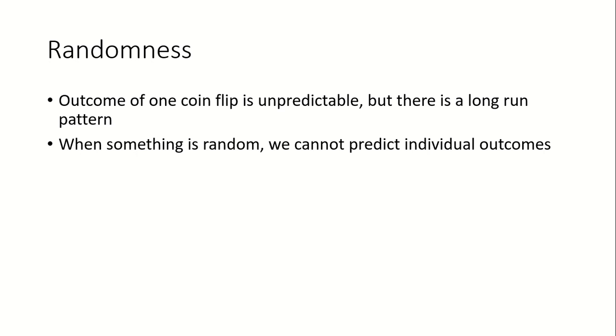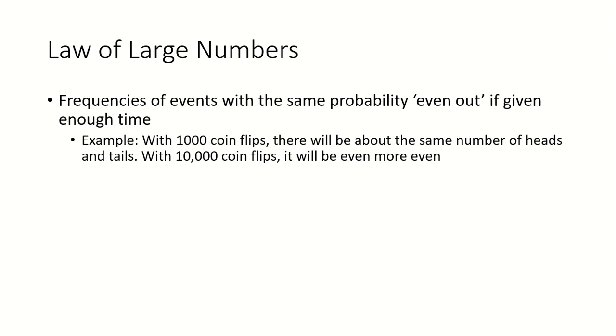One thing that people get caught up on is randomness. The outcome of one coin flip is unpredictable. I understand we use this example a lot, but it's the best way to understand. So each coin flip is unpredictable. We know it's a 50-50 chance, but the outcome is unpredictable, but there is a long run pattern. So when something is random, as I mentioned, we cannot predict individual outcomes.